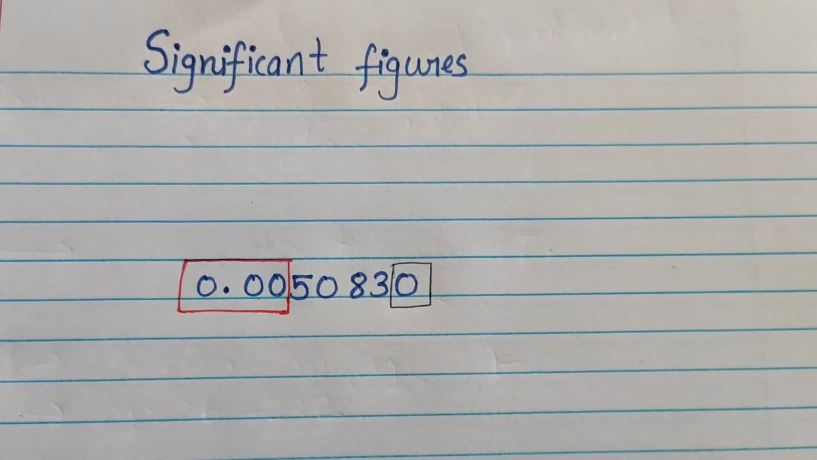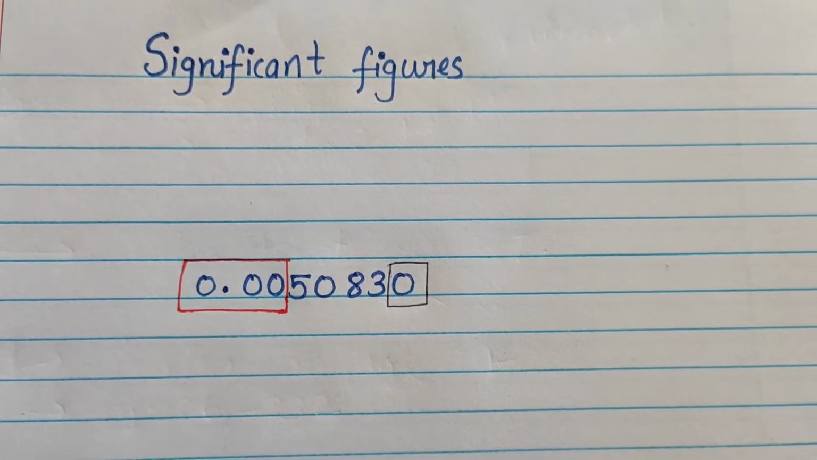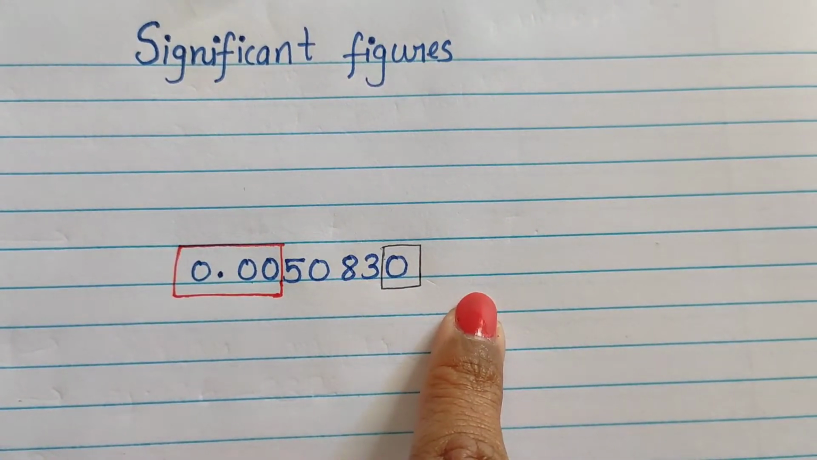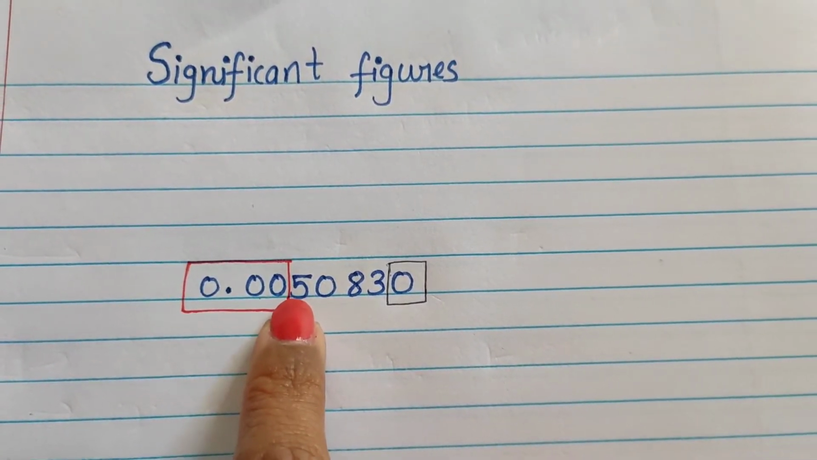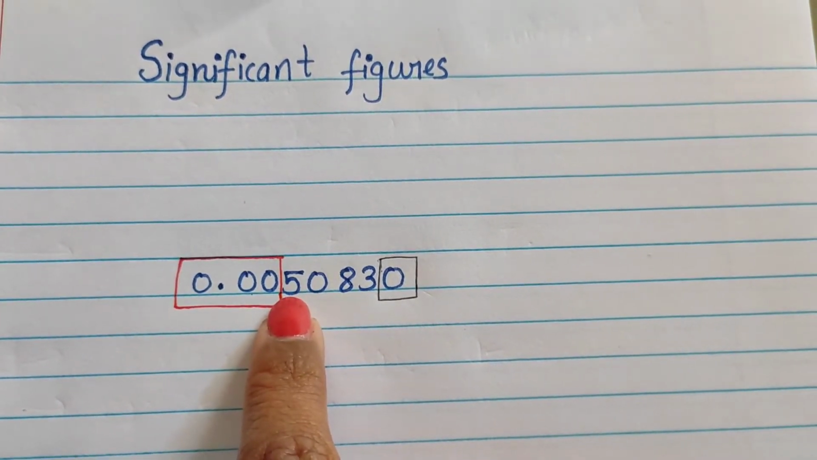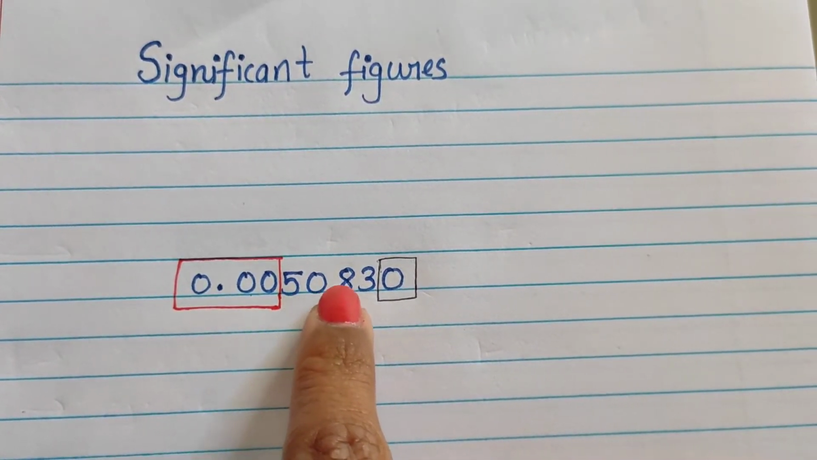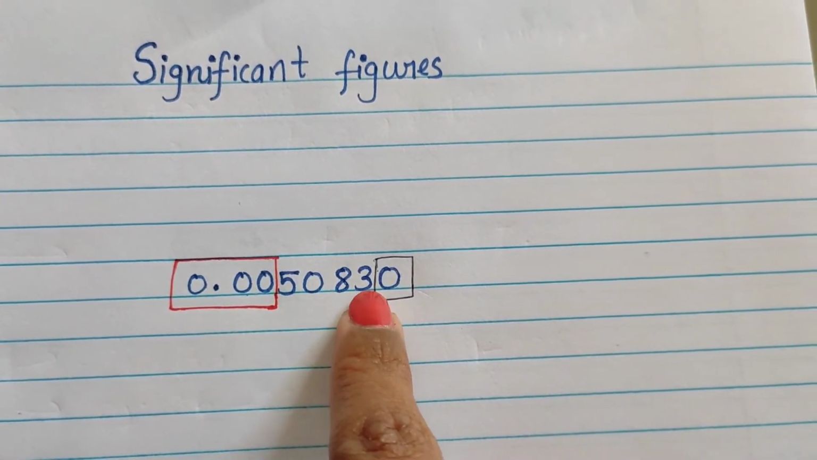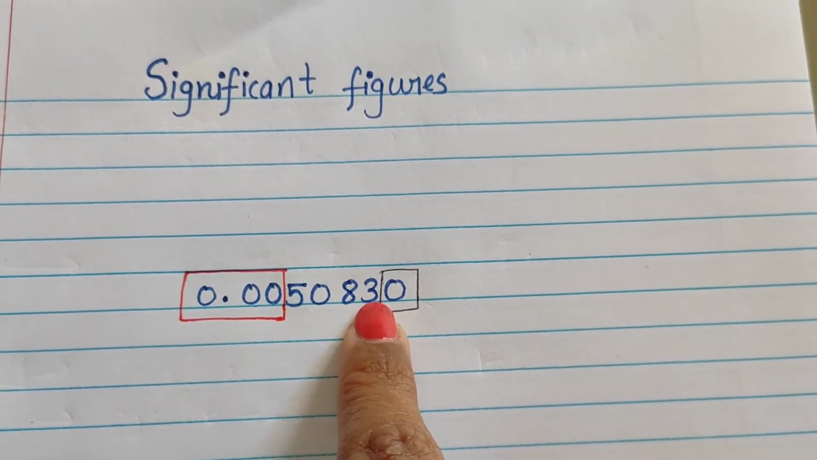Everyone. So let's study significant figures today. First of all, I have written down this number here. In this example, you can see these zeros. First of all, you need to know that non-zero numbers are those numbers which are not zero, right? So 5, 8 and 3, these are non-zero numbers, right?